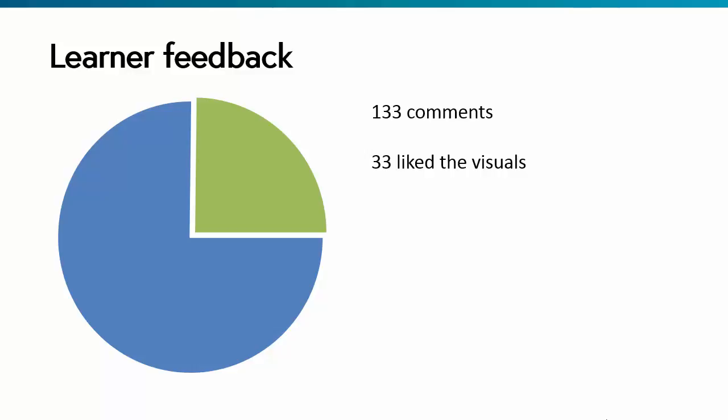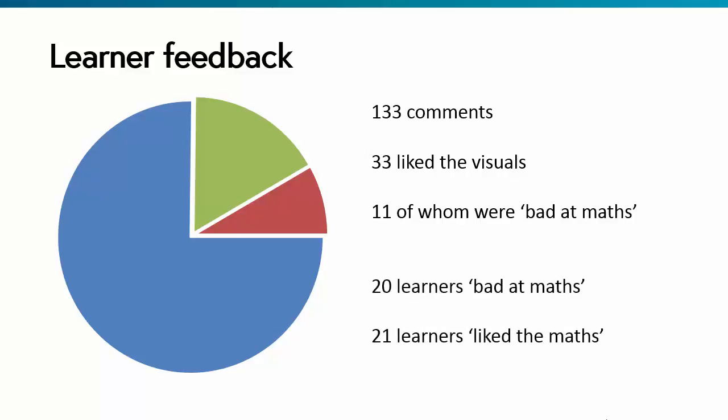33 learners mentioned that they liked the visual representation of the answers, and 11 of them also mentioned that they were bad at maths. In total, 20 learners stated that they were bad at maths, while 21 learners stated that they enjoyed the calculations, showing the diversity of learners that need to be designed for. Here is a selection of their comments.